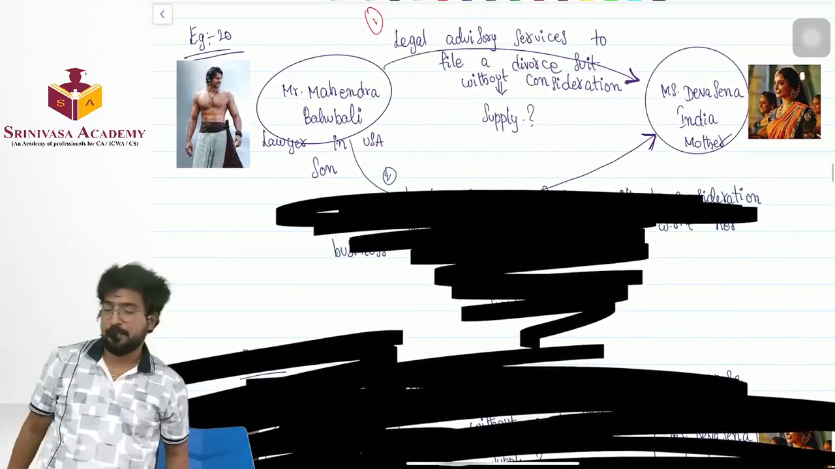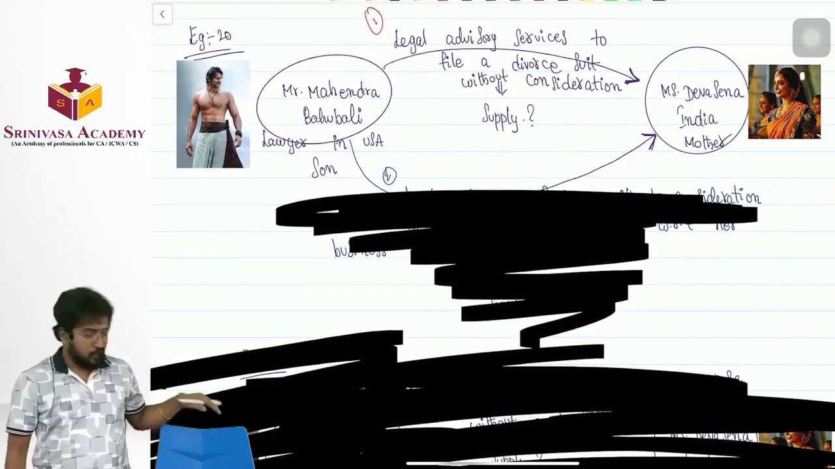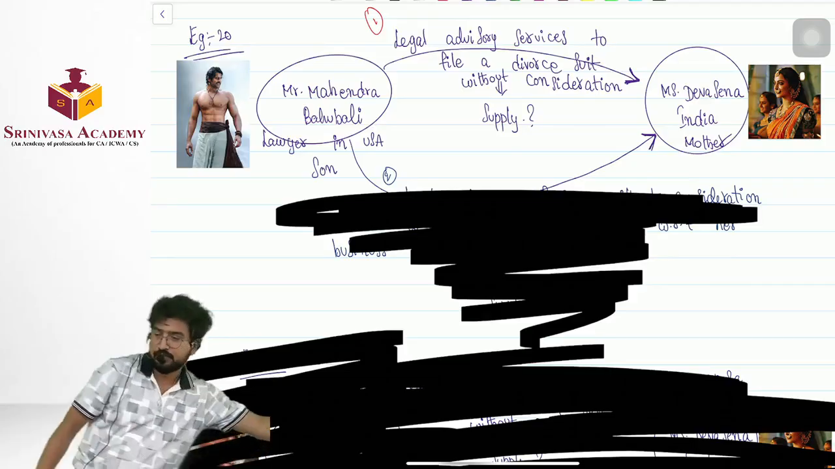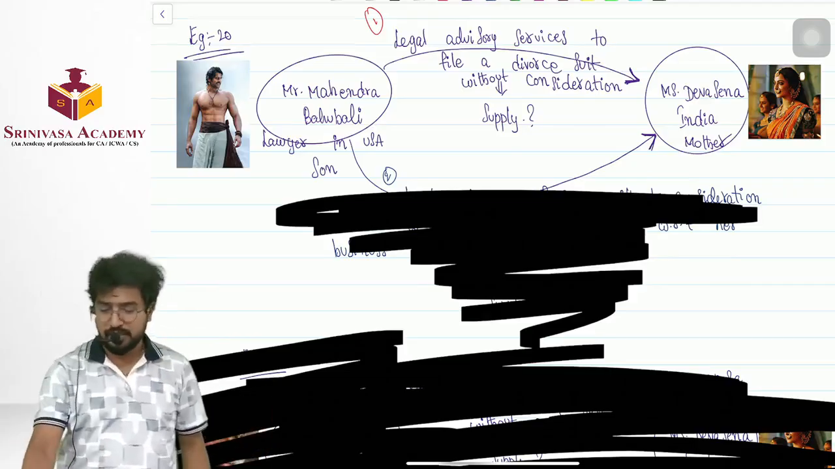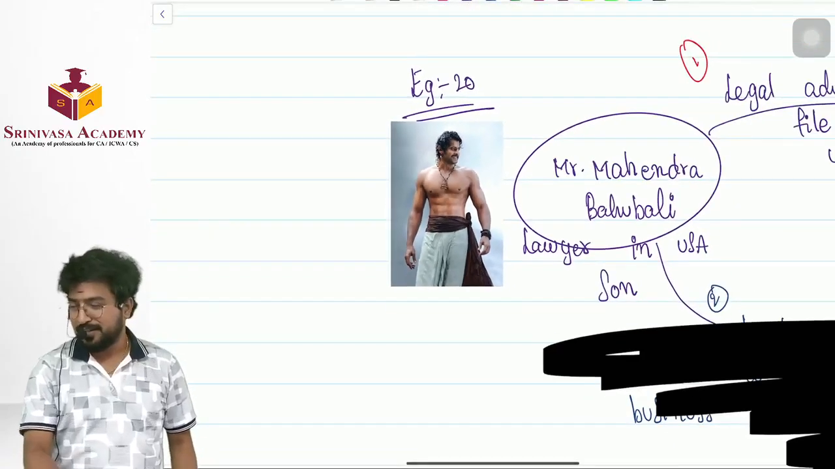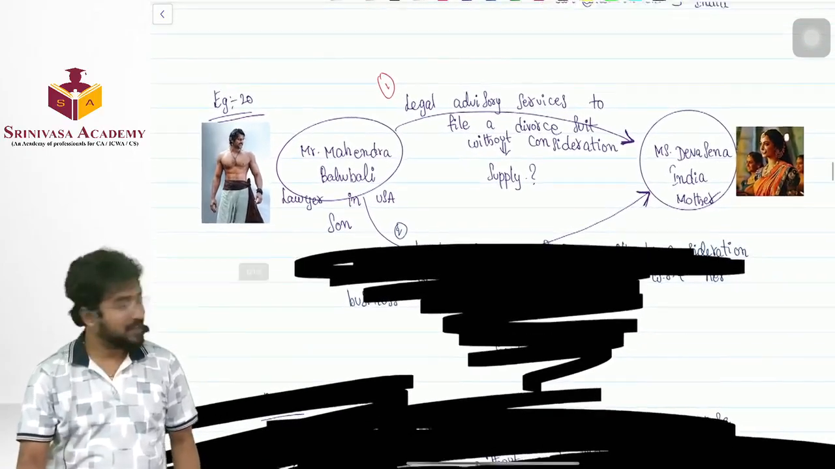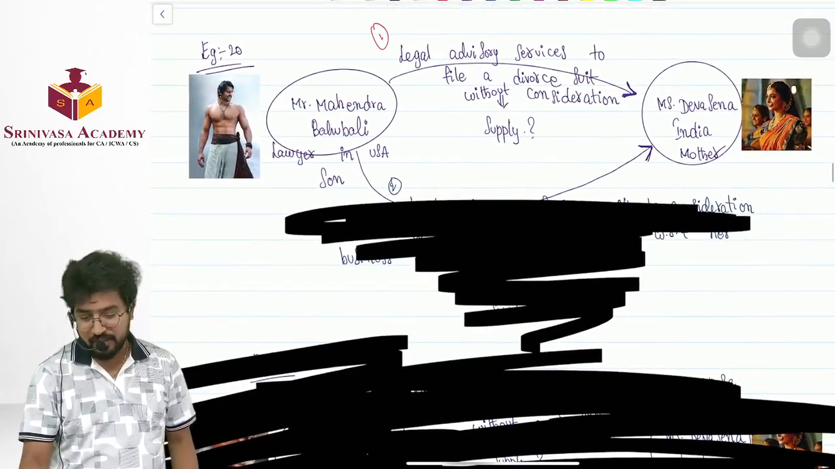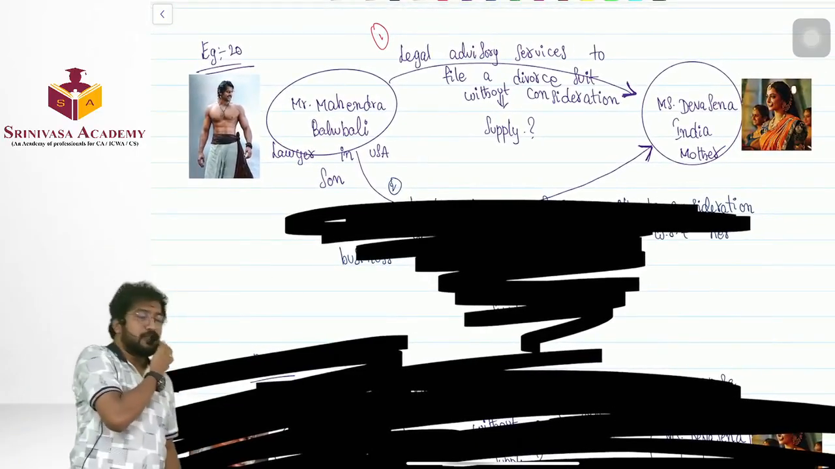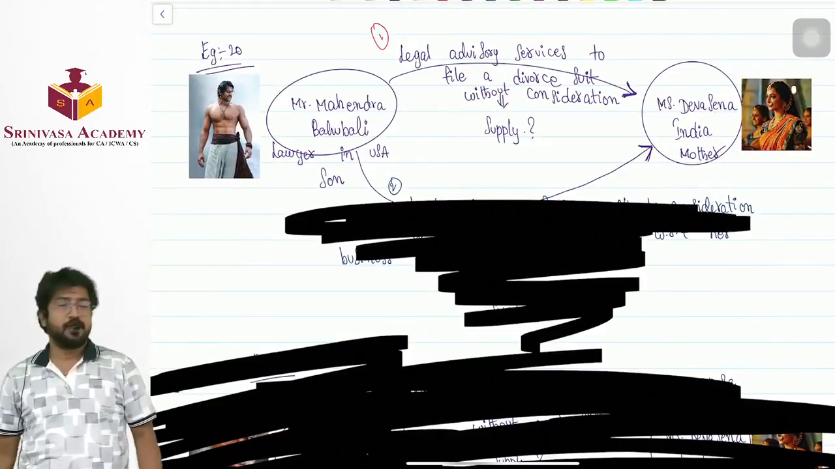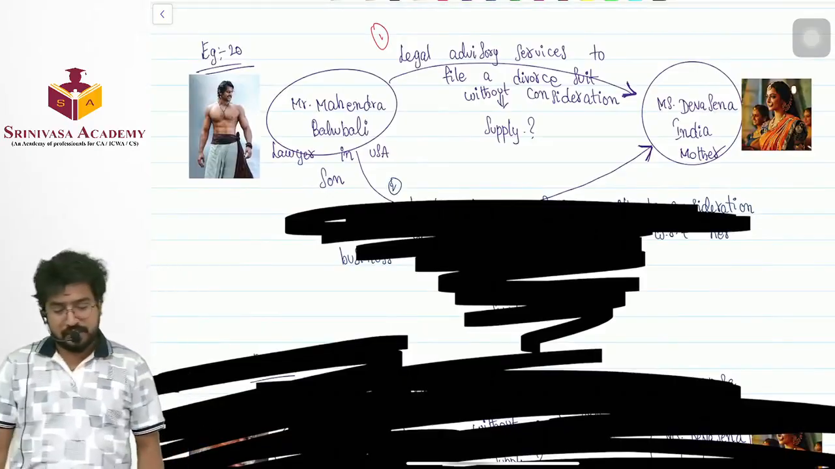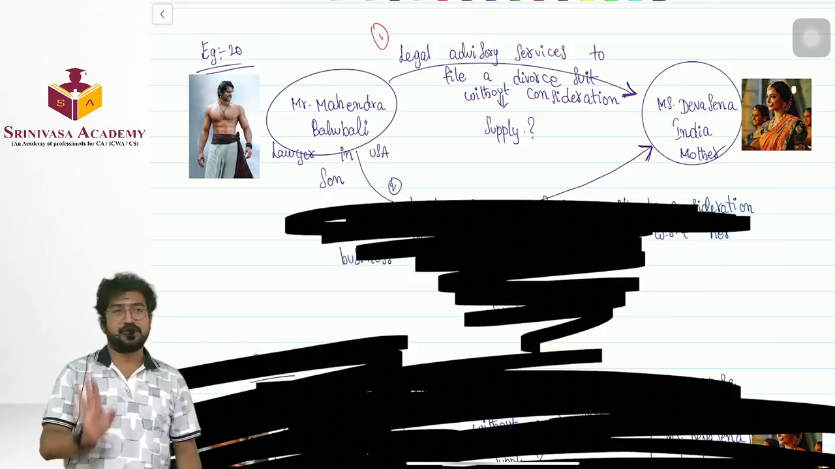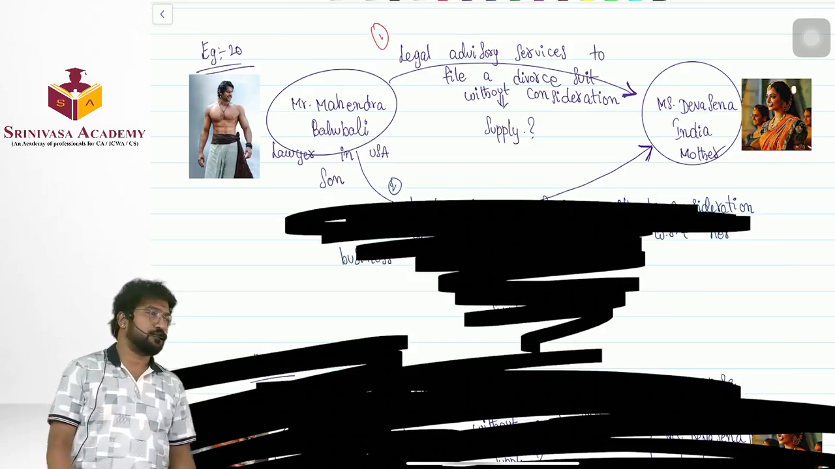Look at this. Mahendra Bahubali is a lawyer in USA. He is the son of Devasena, who is the mother in India. This fellow is providing legal advisory services to file a divorce suit without consideration. Is it supply or not?